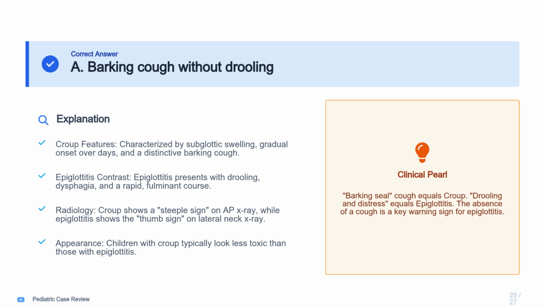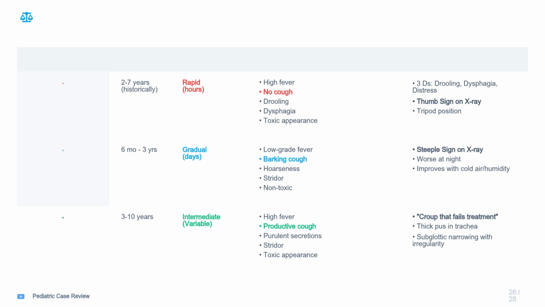Understanding these distinguishing features is crucial for appropriate triage and management. While both can cause stridor, the overall clinical presentation differs significantly between these two airway emergencies. This comparison table highlights the key differences between 3 major pediatric airway emergencies.